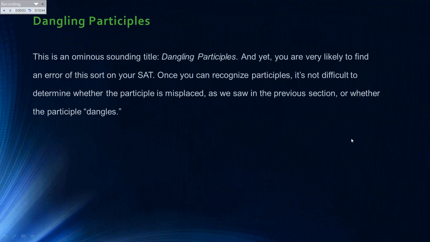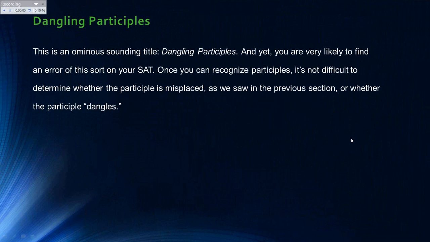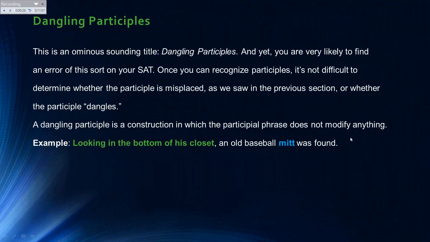Find out which one of those is the best way to say that. Now we have another thing called dangling participles. It's an ominous sounding title, dangling participle. And yet you are very likely to find this error on your SAT. At least they say you're going to in the front of your book. They tell you they're going to test you over dangling participles. The reason that this is different from the misplaced participle is that it has nothing to modify. And that's why they say it dangles.